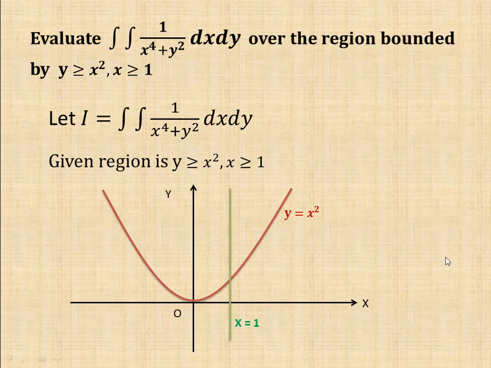Now, check the region. The given is y is greater than or equal to x square. The region should be above this parabola because it is greater than or equal to x square. And second, x is greater than 1, so the region will be towards the right side of this line. That means our aim is to evaluate the integral on this region.